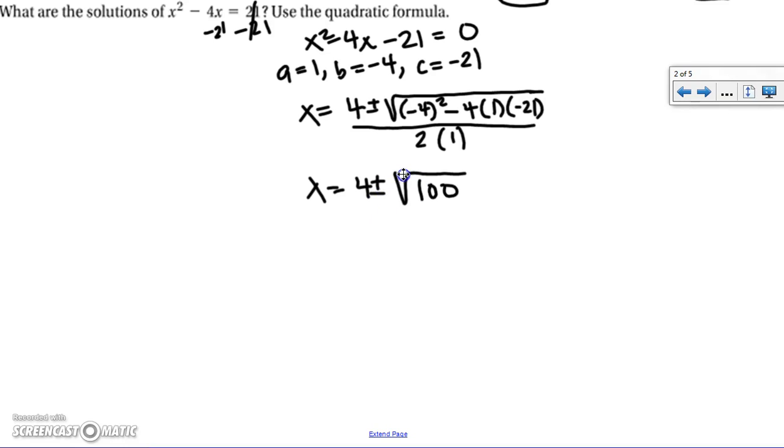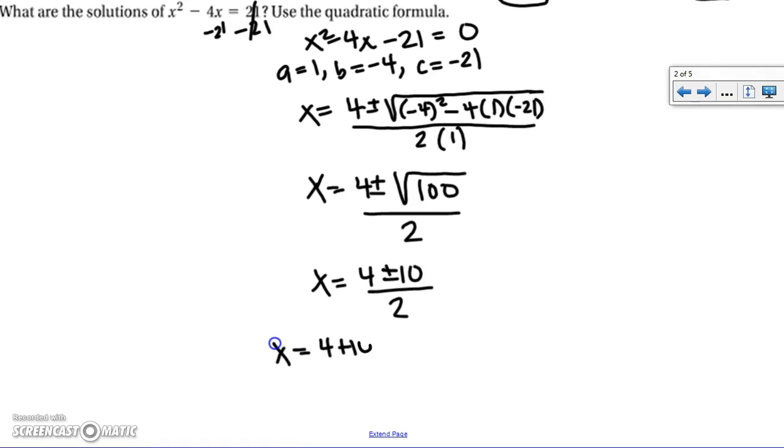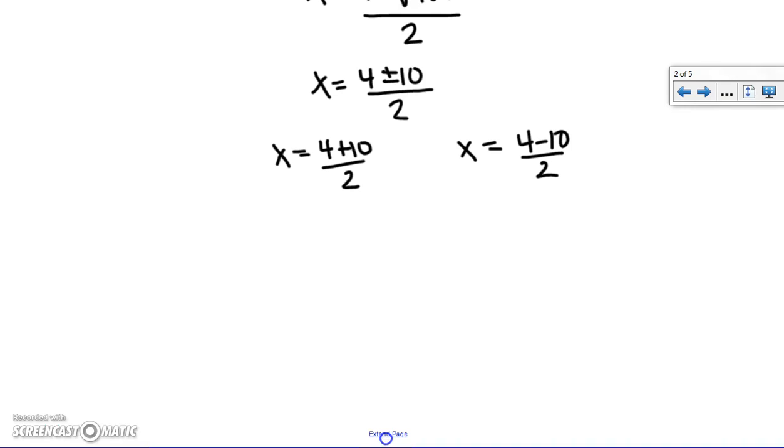So you have 4 plus or minus the square root of 100 all over just 2, since 2 times 1 is 2. From there, you should all know that the square root of 100 is 10. Okay, as you know from this class, we've been doing plus or minus, so that's why we get plus or minus 10 over 2. So my two answers, one of them is 4 plus 10 over 2, and the other is 4 minus 10 over 2, and simplify those.